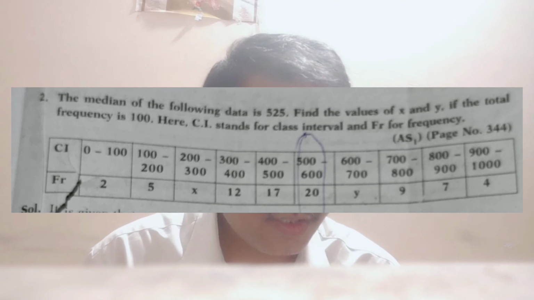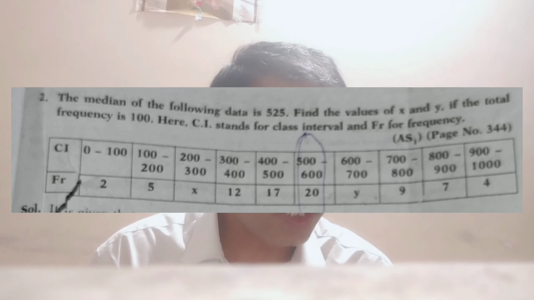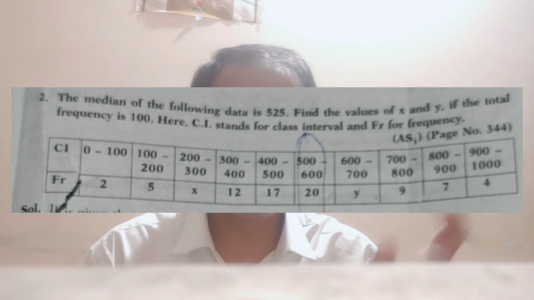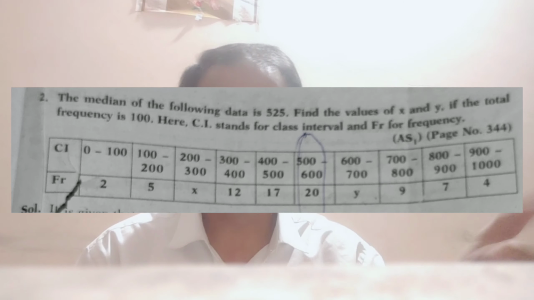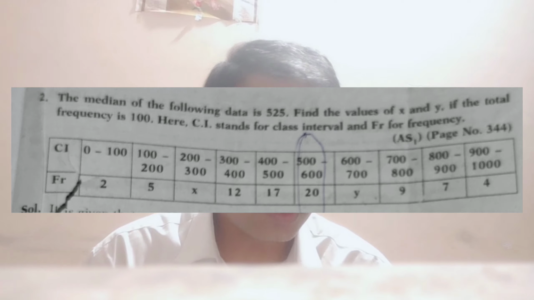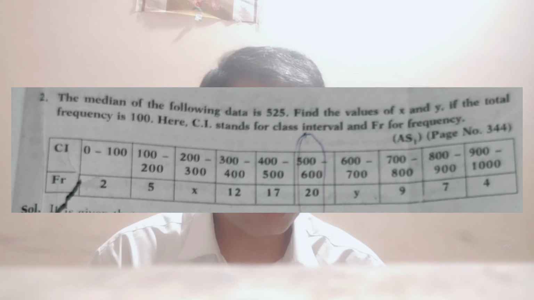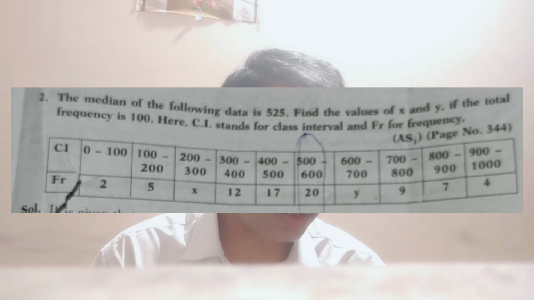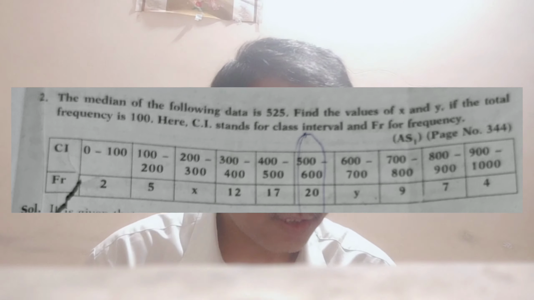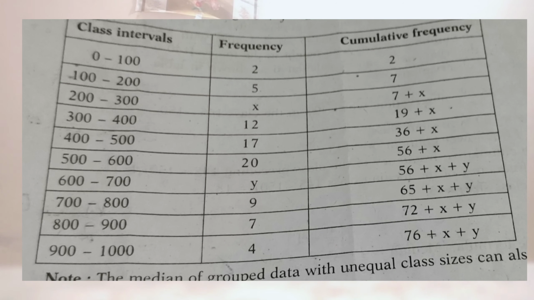Here CI stands for the class interval and FR for the frequency. While writing the table, they are considering the class interval as CI and frequency as FR. So here CI is 0 to 100, 100 to 200, 200 to 300, 300 to 400, 400 to 500, 500 to 600, 600 to 700, 700 to 800, 800 to 900 and 900 to 1000. Here in between we have the x and y values, that is, frequency values are missing.